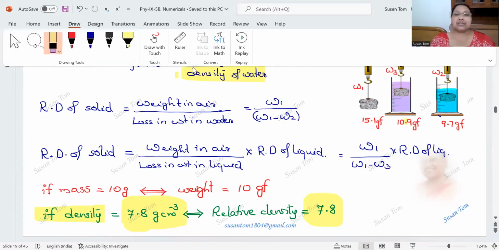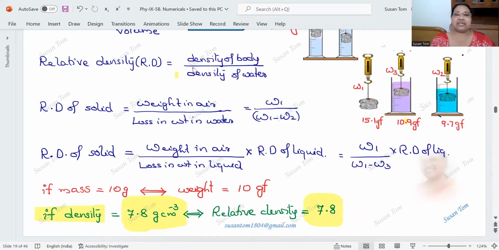Okay. So this set of equations and relations, first you write and keep. Whenever the situation comes, we can look into that while solving these numericals. Yes, children.